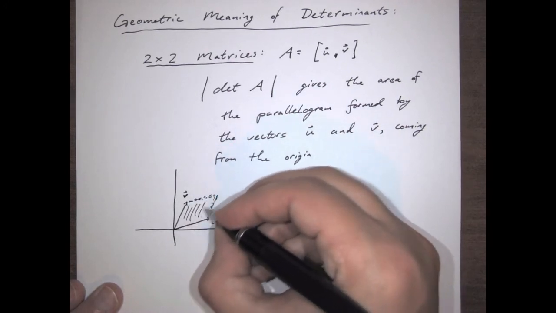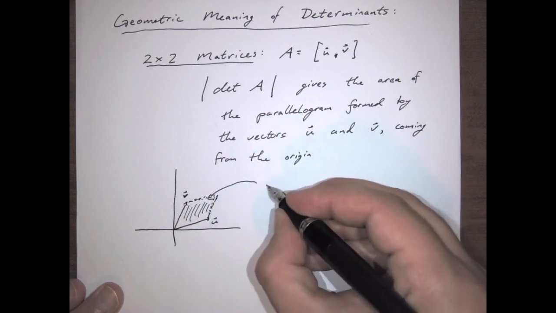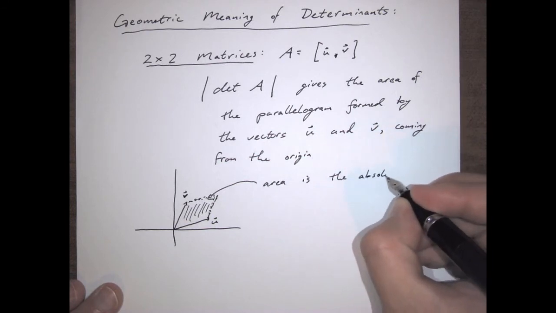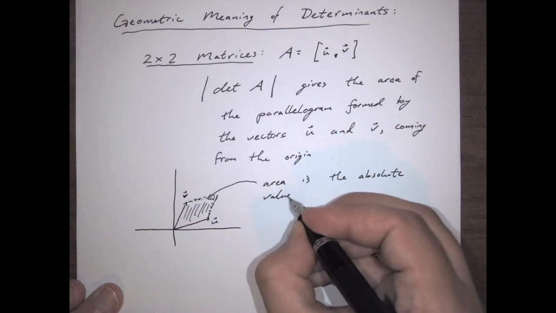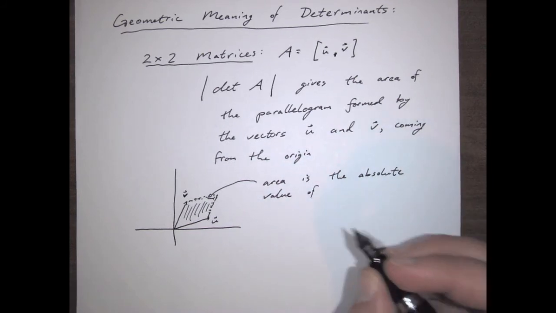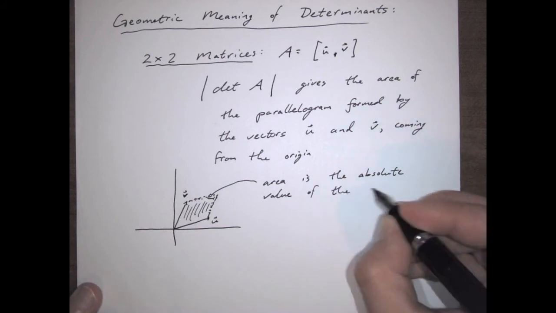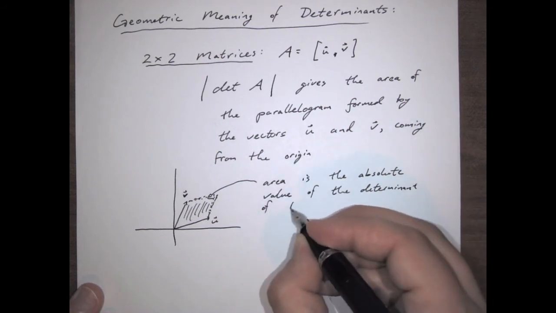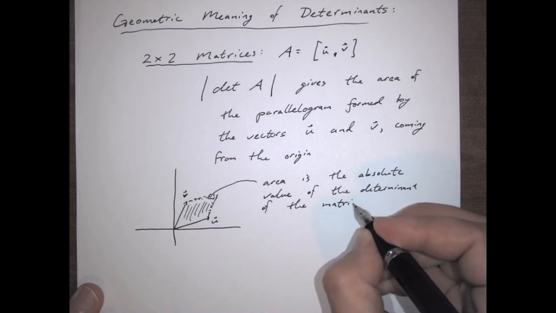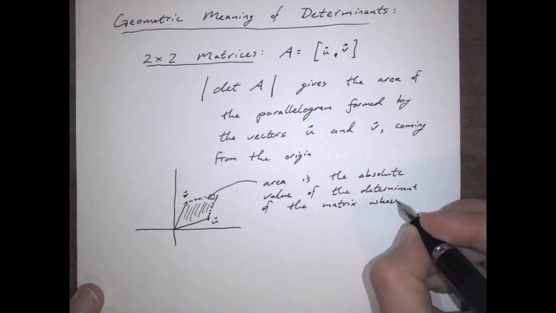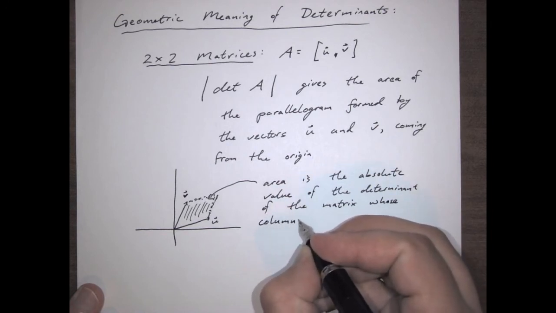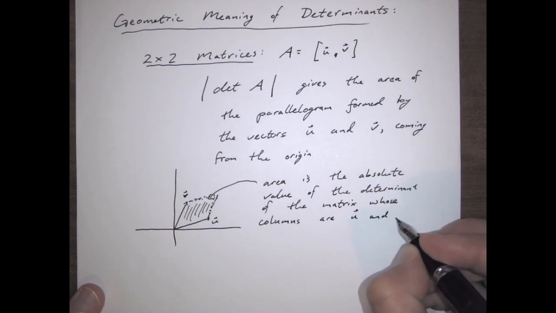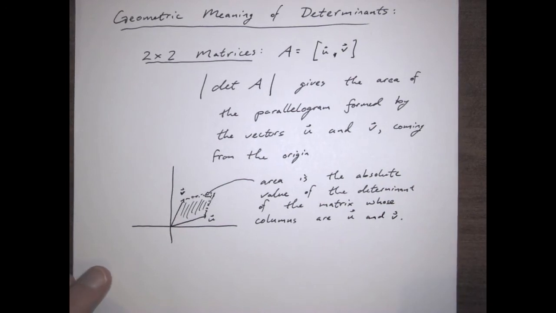And then the area of this, so the area is the absolute value of the determinant of the matrix whose columns are U and V. Now, that's what the case is if it's 2 by 2.